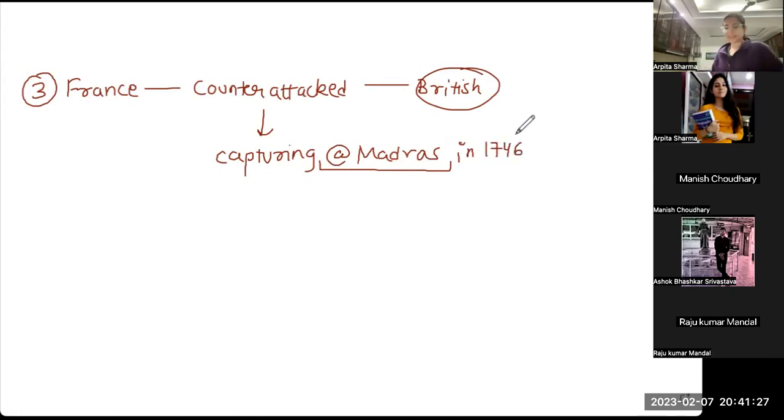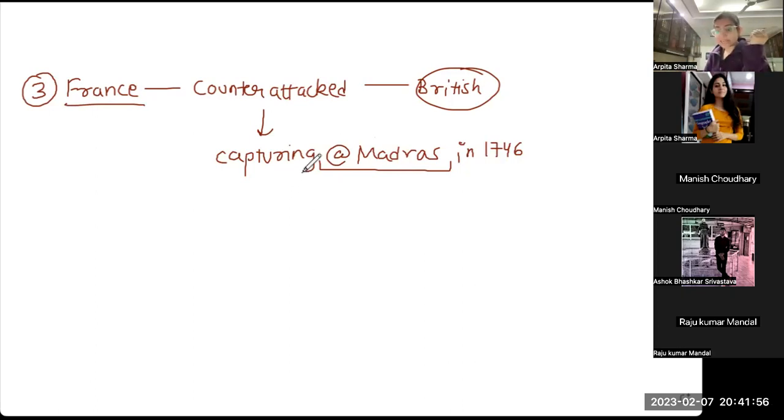Clear? Now what happens over here? The French government had given clear instruction to the French traders in India that right now an international war is going on. So you don't get yourself indulged in any kind of war in India, because we have to safeguard our resources. We are putting all our resources in the international war. So the French government had clearly stated, don't indulge in any war.